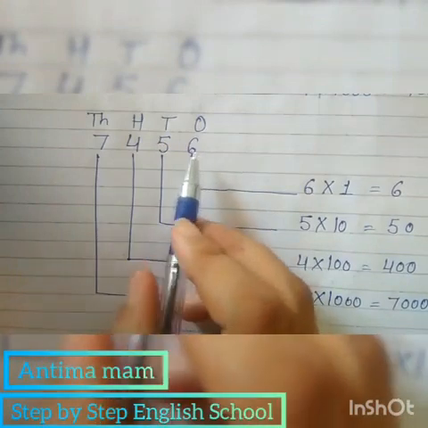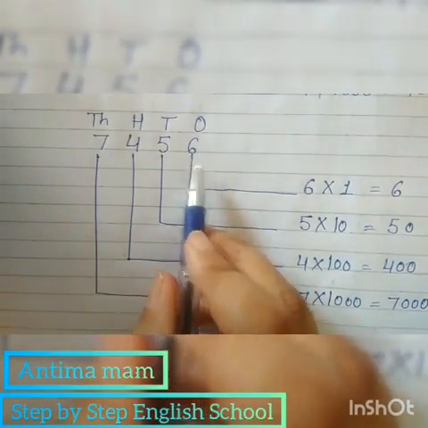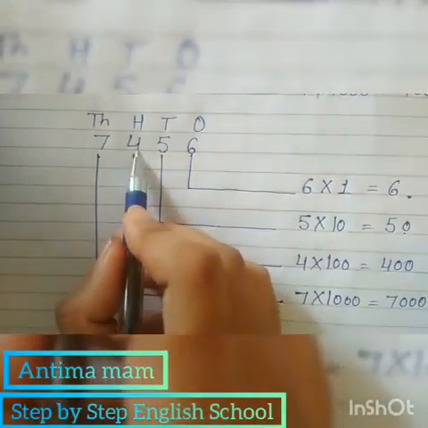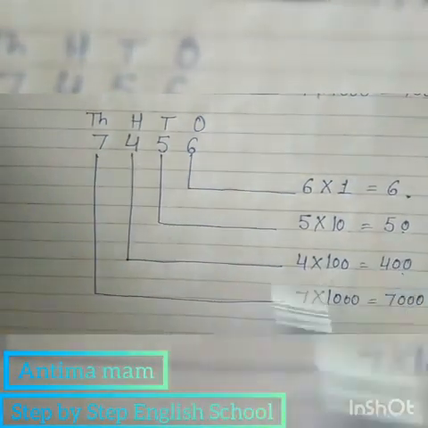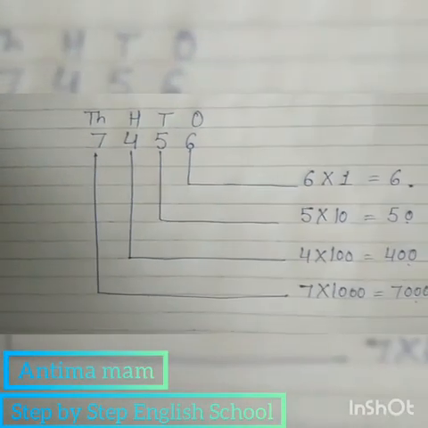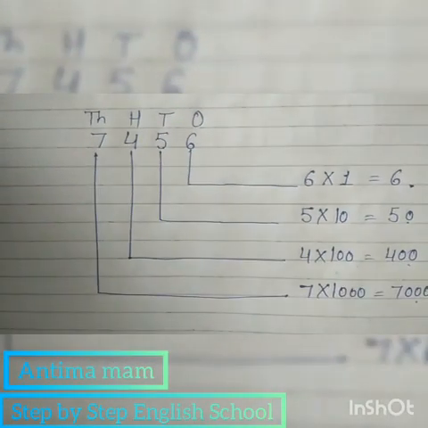So 7 multiplied by 1000 is equal to 7000. So place value of 6 is 6. Place value of 5 is 50. Place value of 4 is 400. Place value of 7 is 7000. Now you have learned about place value and we talk about face value.